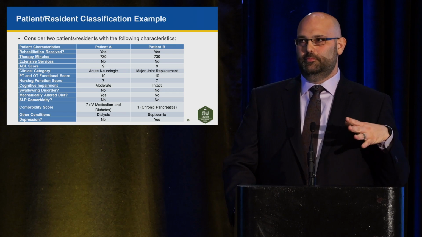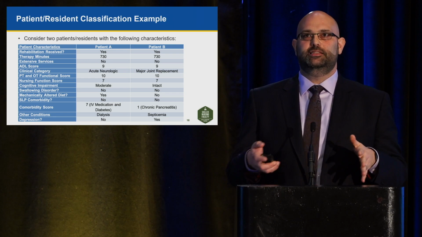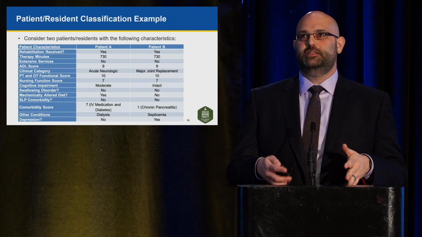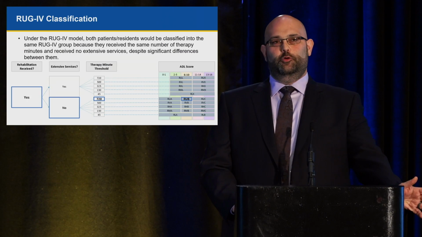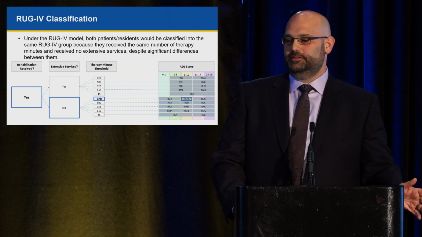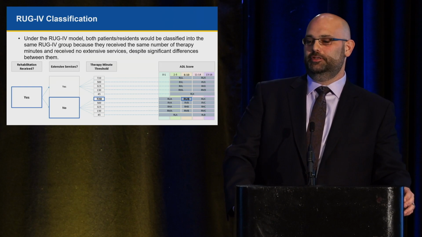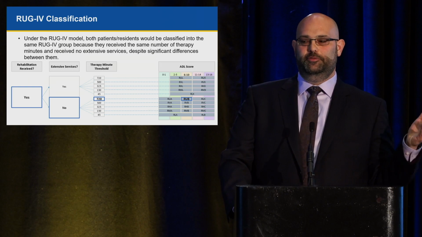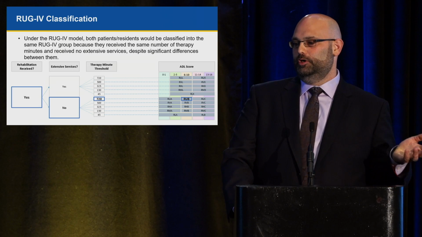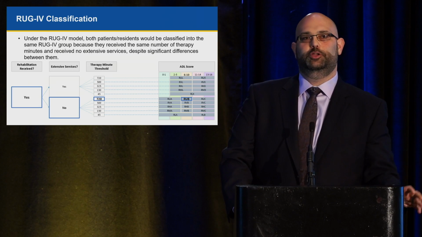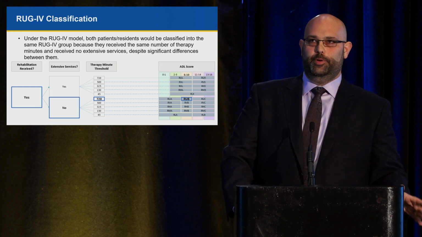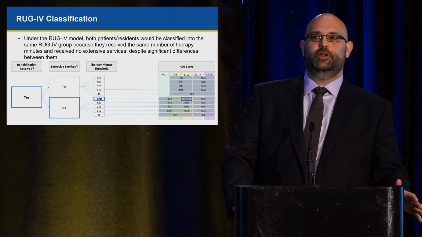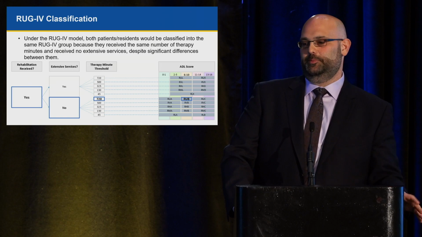And each one of them has things that get baked into them that makes, again, for a much more accurate and nuanced payment. So RUG-4, based on those 4 characteristics, okay, that they received rehabilitation, they didn't have extensive services, they were above 720, and they had a functional score, okay, of 10, that puts them into RUB. Okay, again, it is very simple, but it doesn't provide for a very nuanced or accurate payment for different types of patients.